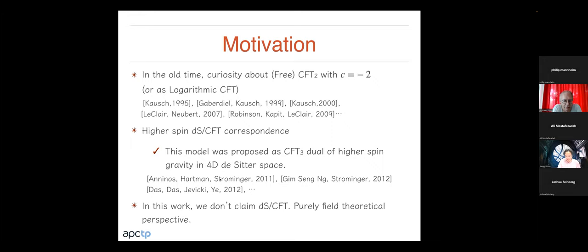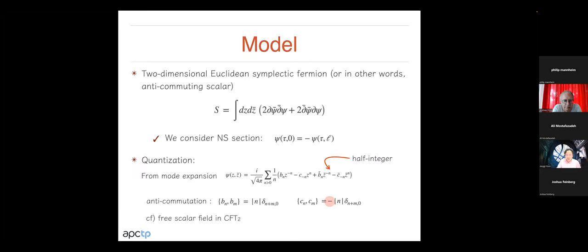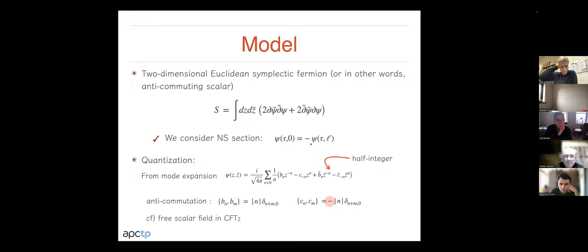Here I will not talk about holography at all. I just focus on the symplectic fermion only. So this is just motivation. This discussion is based on this paper. We consider the two-dimensional Euclidean symplectic fermion with this anti-periodic boundary condition. Symplectic fermion is just a name. The easiest, more intuitive name is anti-commuting scalar. That's all. It is anti-commuting, a Grassmann number, but it's a scalar.